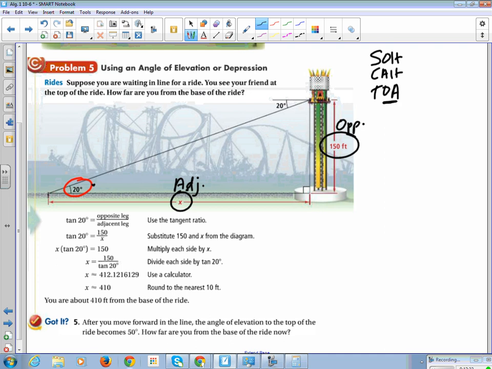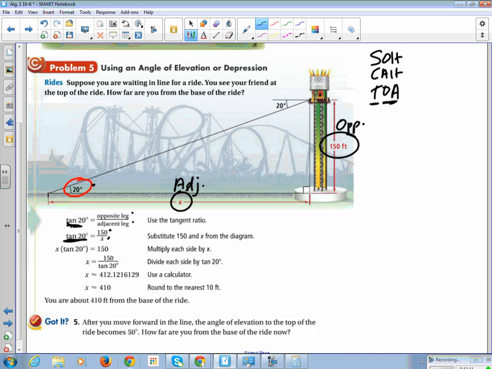And when we consult our trigonometry gods, we know that SOHCAHTOA, which one uses only the opposite and the adjacent? Tangent. So when we consult our ancient oracles, we know that we're going to be using the tangent. So tangent of 20 degrees is the opposite side over the adjacent side. We know that the opposite side is 150 feet. We know that the adjacent is x.